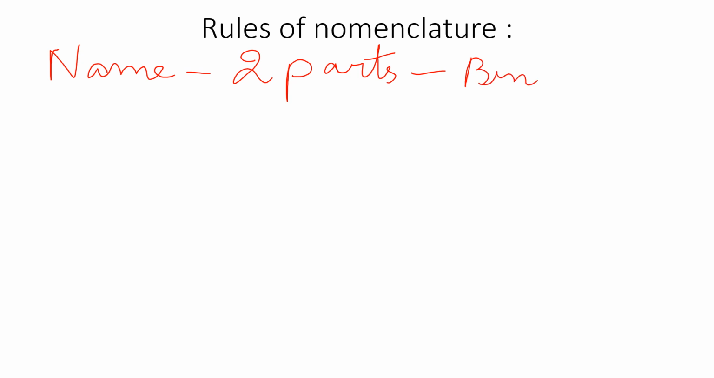Now, what are the various rules of nomenclature? As I have said, nomenclature is the naming of an organism, but certain rules have to be followed. That is, the name consists of two parts, and so this is called binomial nomenclature.